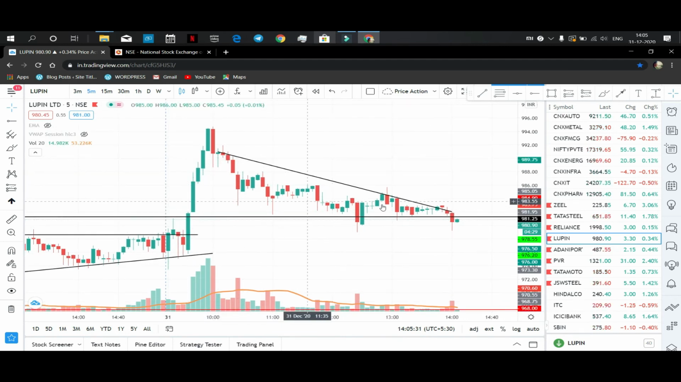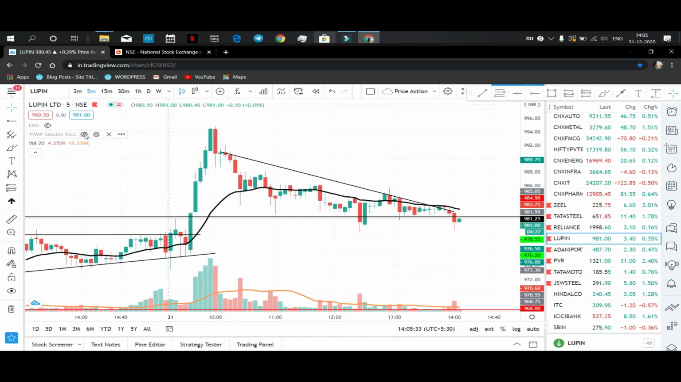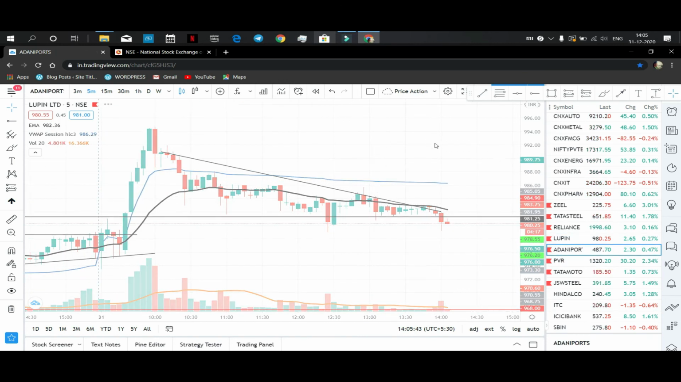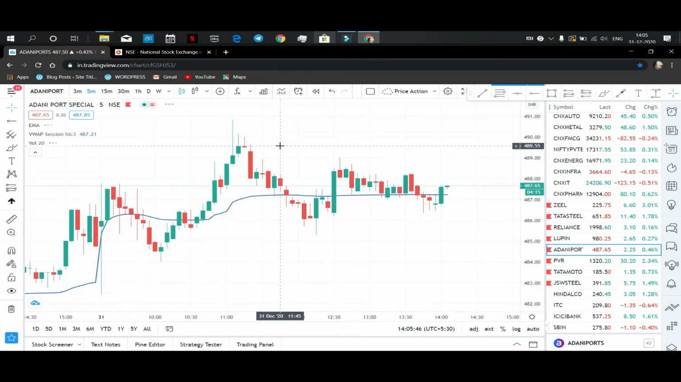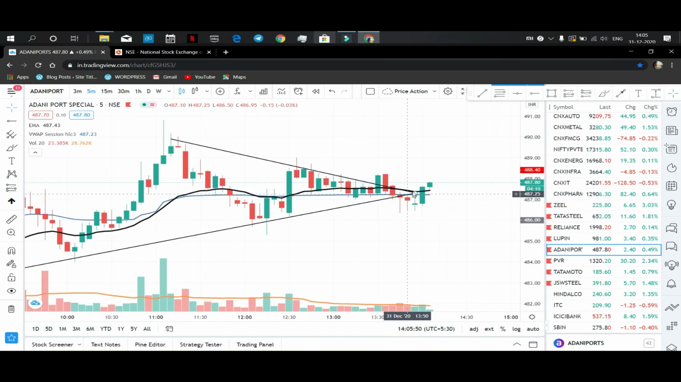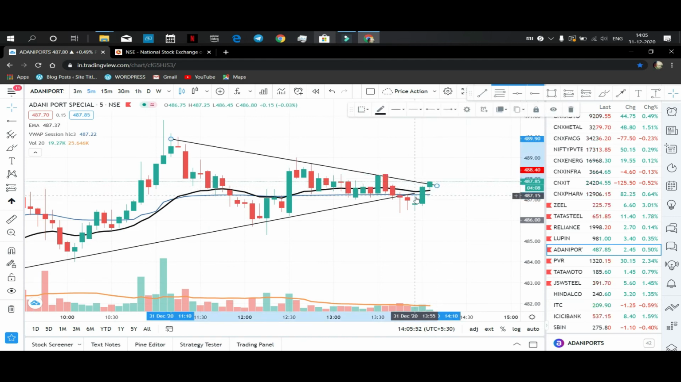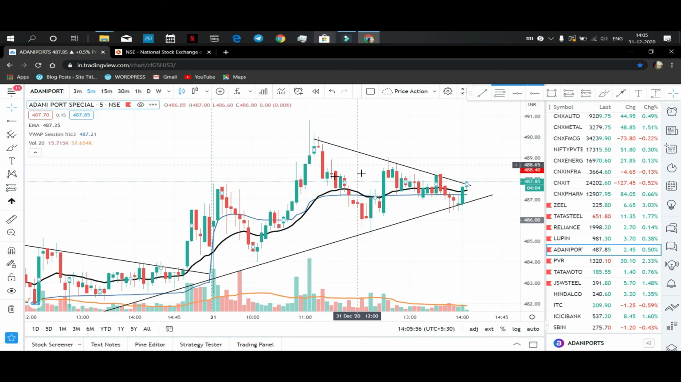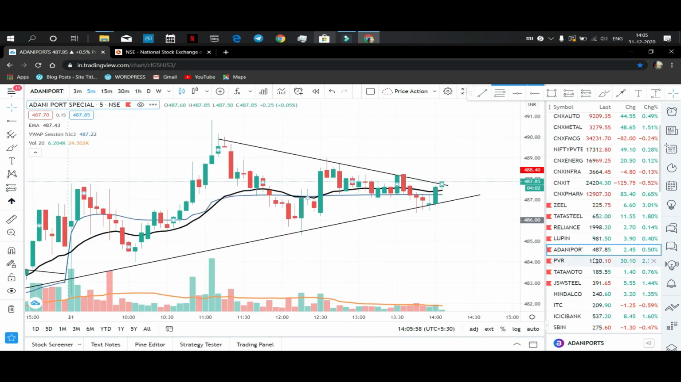You can see a triangle pattern in the stock, and then you can also see a possible breakdown of the stock with slightly high volume, but since I'm done for the day, I wouldn't trade in this stock. The next stock I had shortlisted was Adani Ports, and there's a triangle pattern being formed in the stock, and it has not been completed yet, so I did not take a trade in this one.